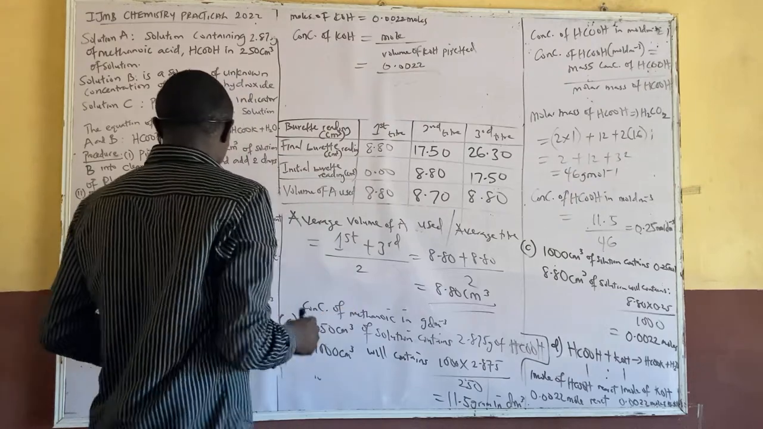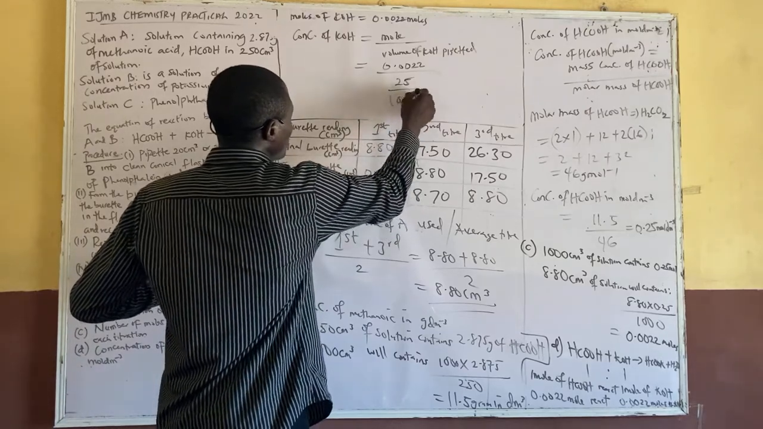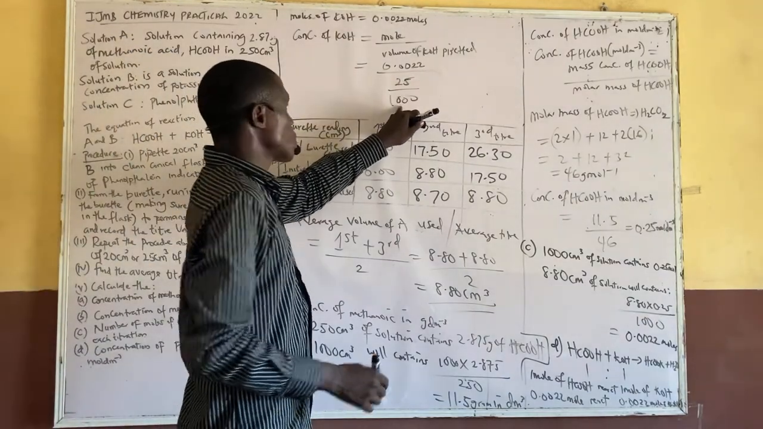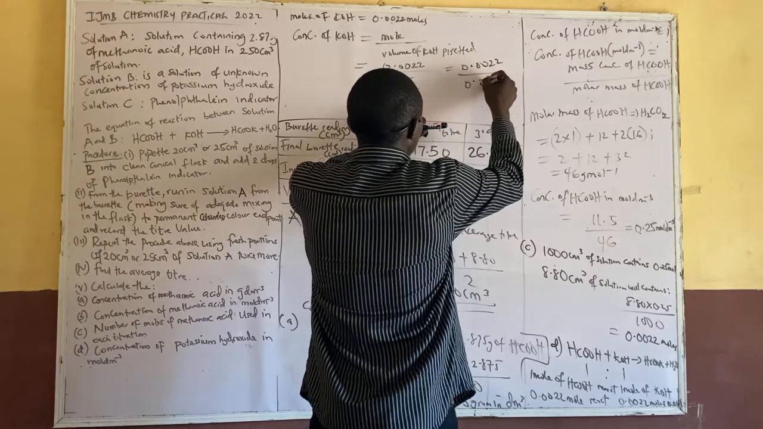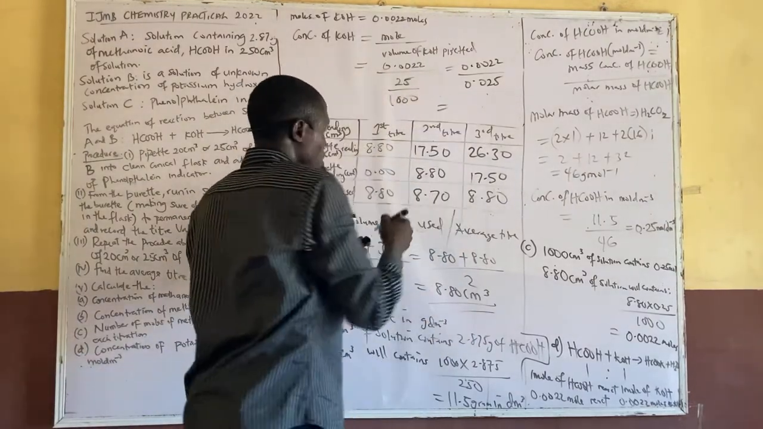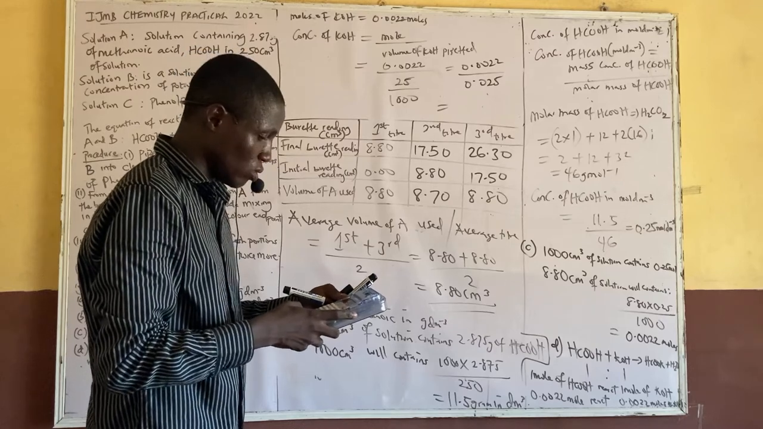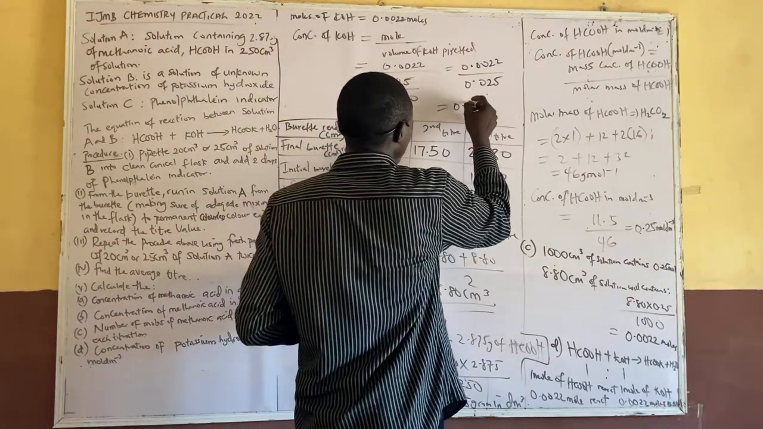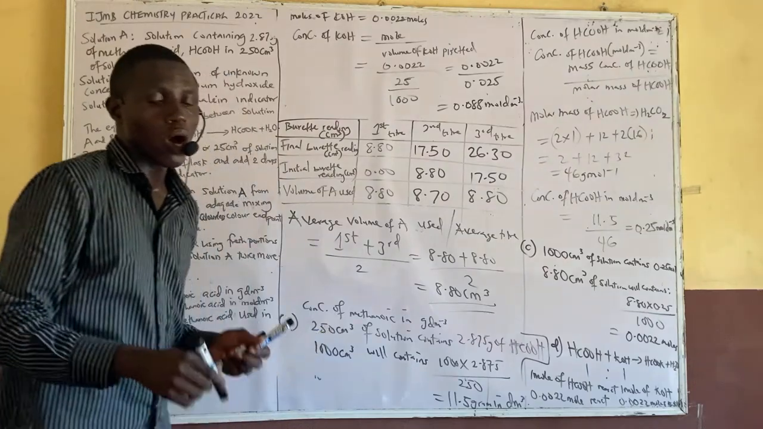So this will be 0.0022 all over 25 centimeter cube divided by 1000. Don't forget that we leave it in dm cube. The volume of KOH pipetted is 25, divided by 1000, giving 0.025. So 0.0022 divided by 0.025 gives 0.088, which is equal to 0.1 mole per dm cube. So that is the first way of setting these questions.